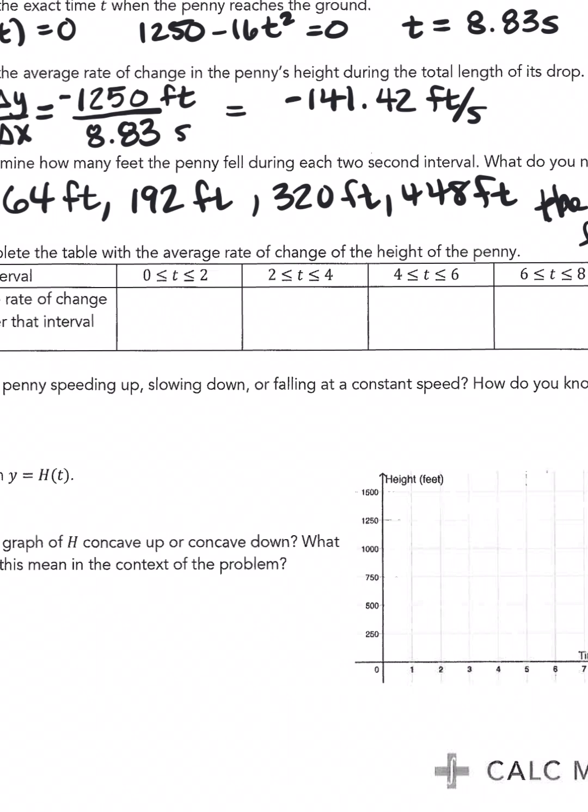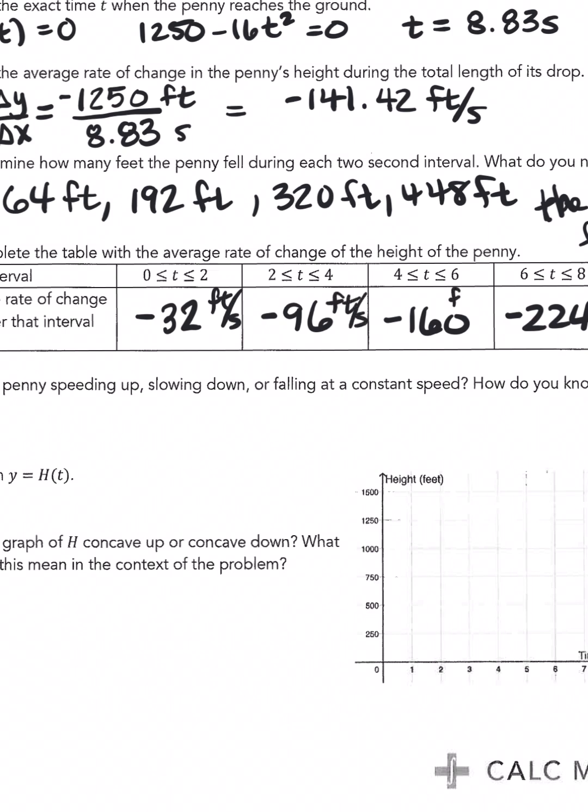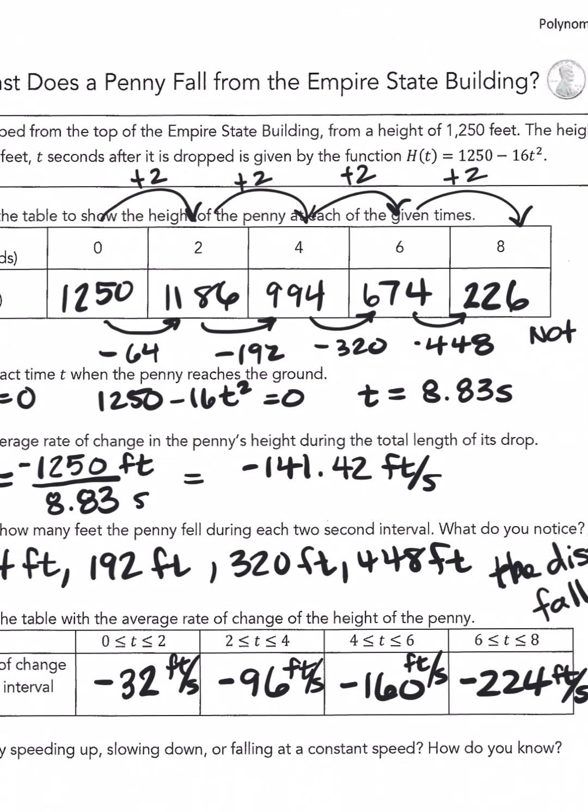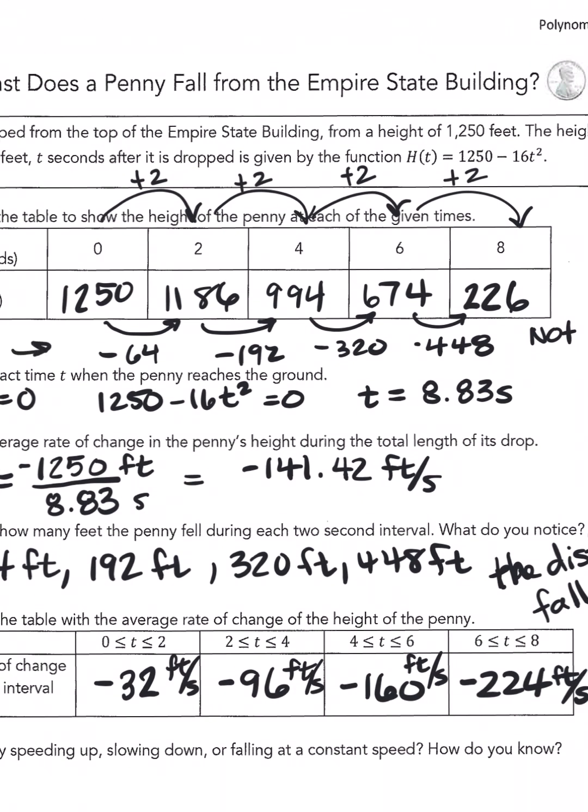So now it says time interval average rate of change. So we said this was what? Negative 32, negative 96, negative 160, and negative 224. Did you find that? Feet per second, feet per second, feet per second, and feet per second. Is that what everybody got when you did the rate of change? It's all divided by 2. It's whatever this is right here, whatever this is divided by the 2 seconds, correct?